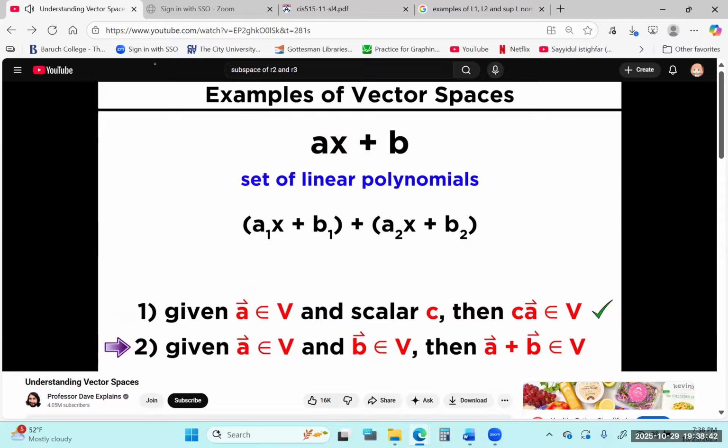Similarly, if we have two different equations, a1 times x plus b1 and a2 times x plus b2, and we add them, once we group like terms, we get the quantity a1 plus a2 times x plus the quantity b1 plus b2.